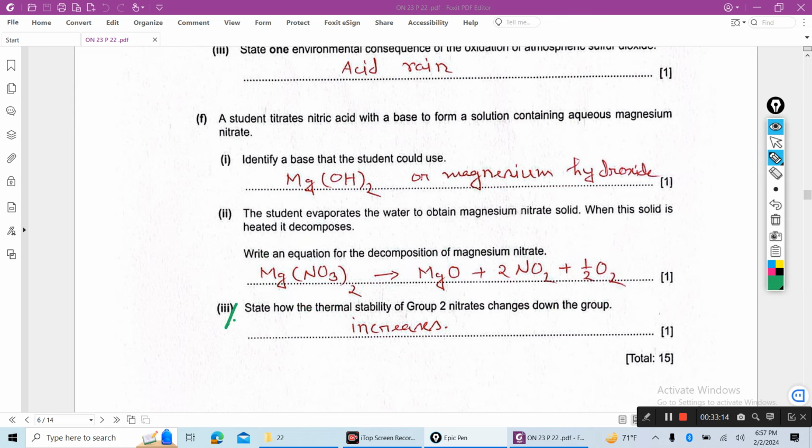Next, state how the thermal stability of group 2 nitrates changes down the group. Down the group, thermal stability increases. So I write here increases. Why? Down the group, cation size increases as shell number increases, so charge density decreases. That's why the cation polarizes the nitrate ion less. Cation polarizes less means thermal stability is more. That's why it increases.